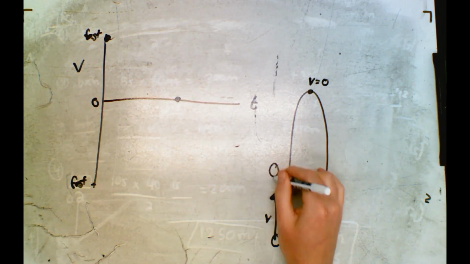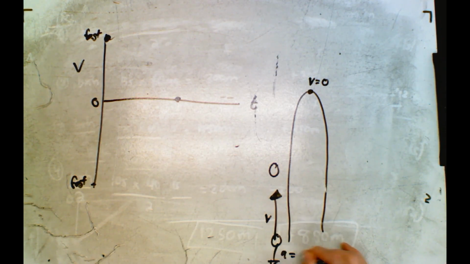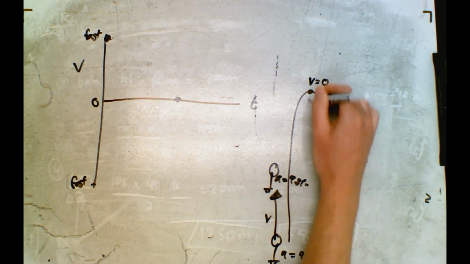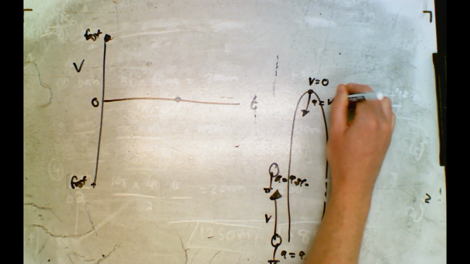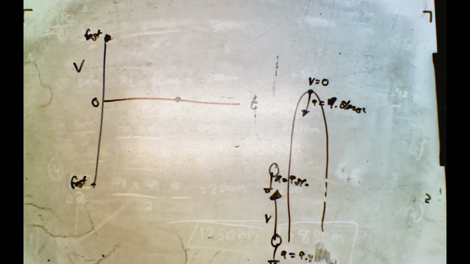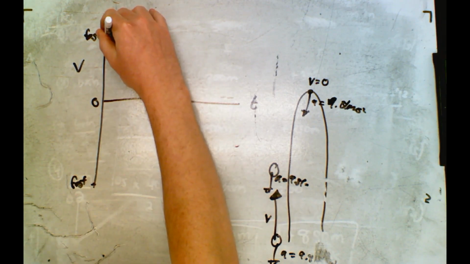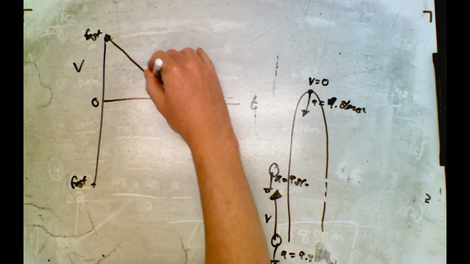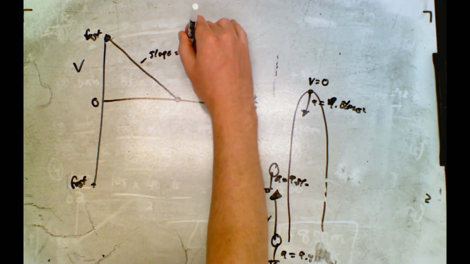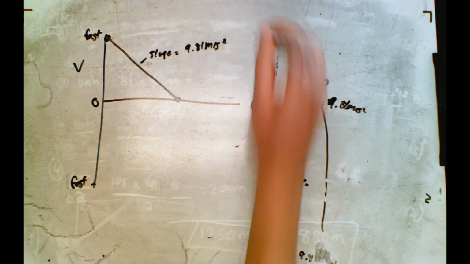And all throughout this, our acceleration is 9.81 meters per second squared, right? We drew that onto our vector diagrams yesterday. So no matter where we are, our acceleration is 9.81 meters per second squared. Anytime we're near the Earth, our acceleration is 9.81 meters per second squared. So my slope is going to be like this, and it's going to be constant, and my slope is going to equal 9.81 meters per second squared.